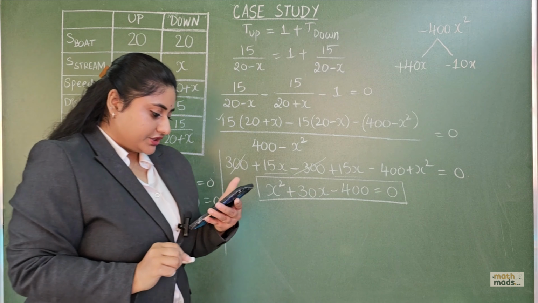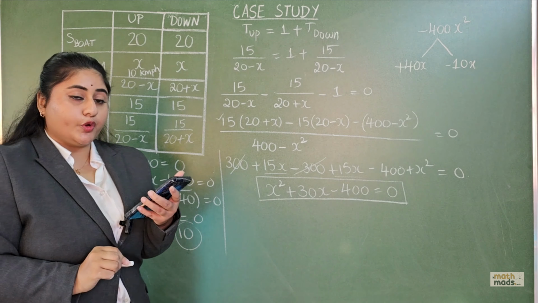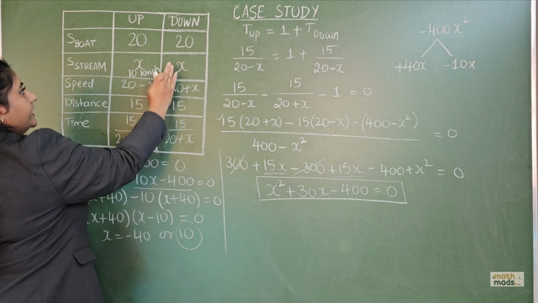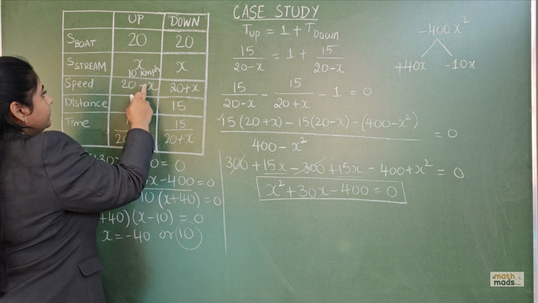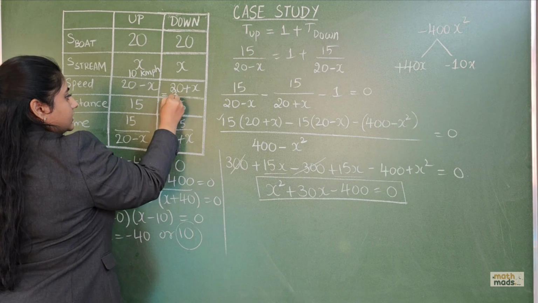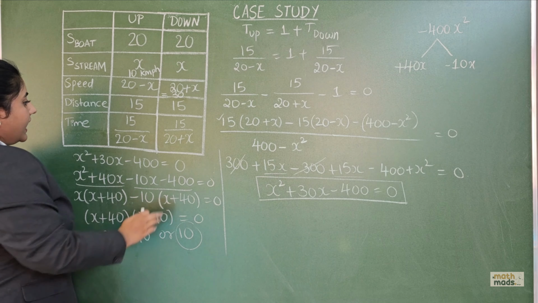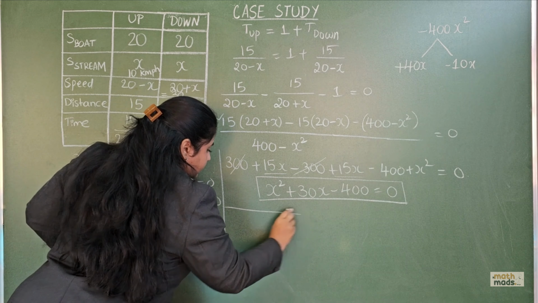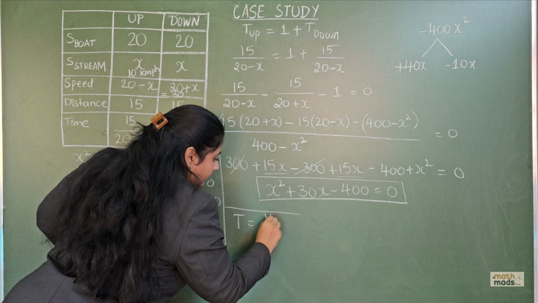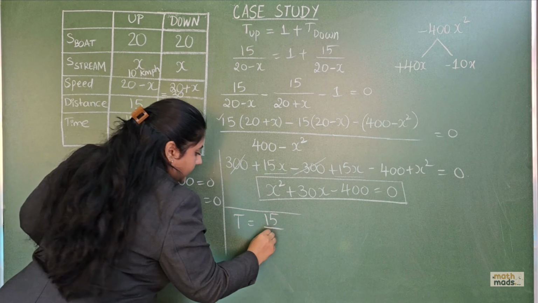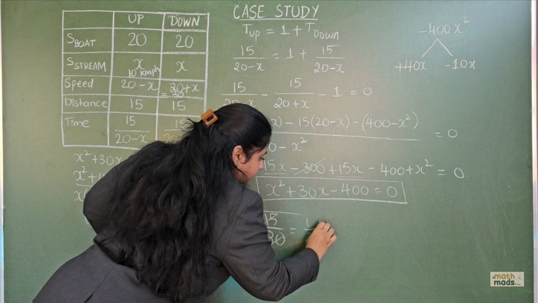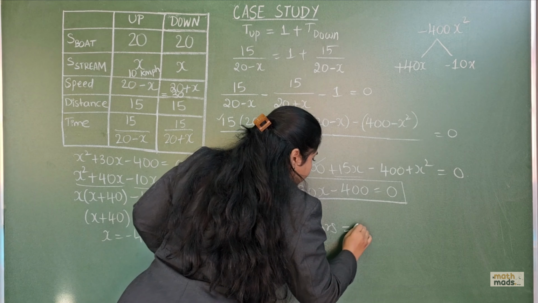Now let's look at the fourth question. How much time did the boat take for downstream? If x is equal to 10, what will be the speed? Let's concentrate only on the downstream column. So the speed downstream will be 20 plus 10, that is equal to 30 km per hour. I have to find the time. Time is equal to distance by speed. Distance is 15 by speed 30 km per hour. If I simplify this, I am going to get 1 by 2 hours. 1 by 2 hours is nothing but 30 minutes.